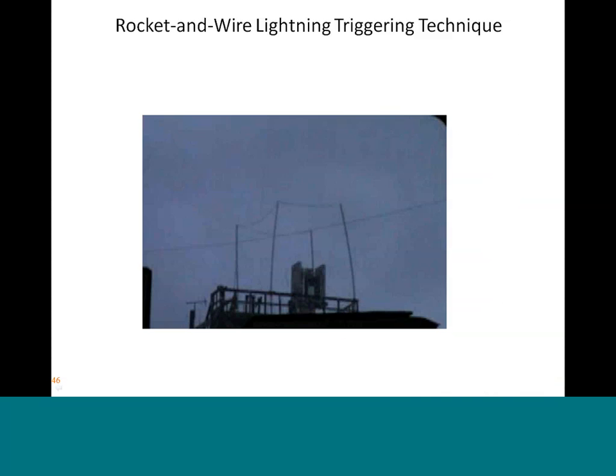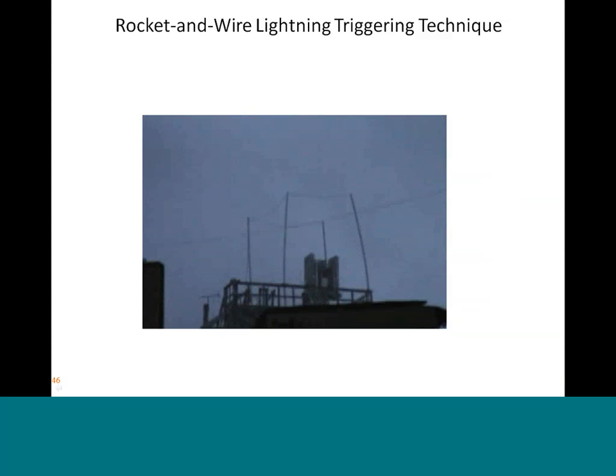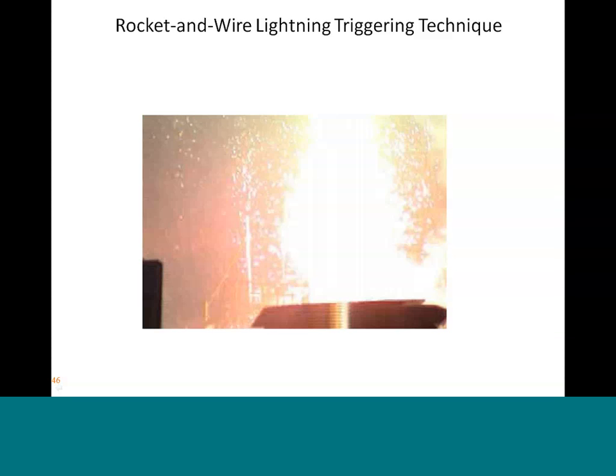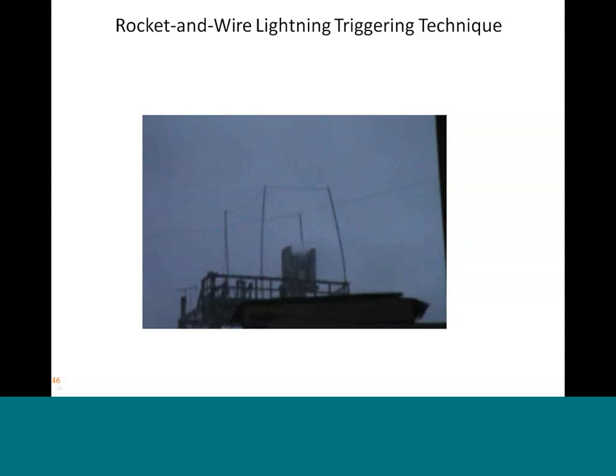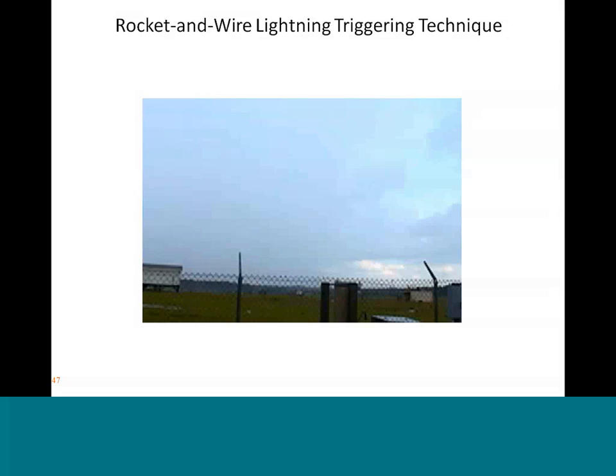So, if it works here, we see the initiation of a triggered lightning, and this was the return stroke. Okay, and this one was measured at a distance very close to the lightning channel, to the triggering equipment, and this one is measured at a distance of 500 meters away from the triggering system.